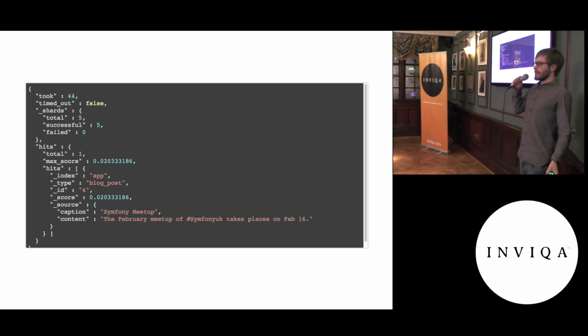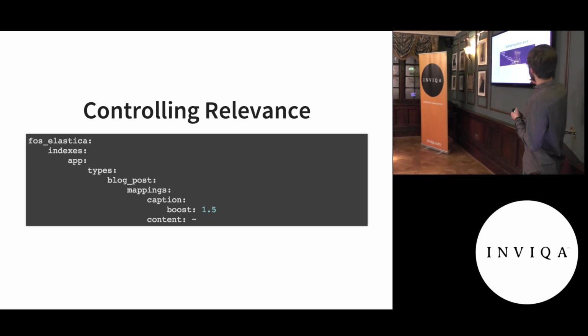Now the score is quite interesting because we have caption and content, which are equally important at the moment. And it matched caption, and that's somehow how it calculated the score. What we can do is say caption is more important or content is more important, and that way the score increases or decreases depending on where the keyword Symfony is found. That's controlling relevancy. You do that in your config YAML just by adding a boost. So a boost of 1.5 on a certain field obviously means that if it's found there, it's 1.5 times more important than if it's found in another field.